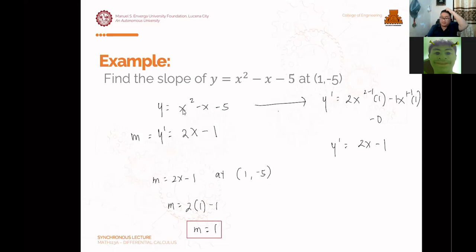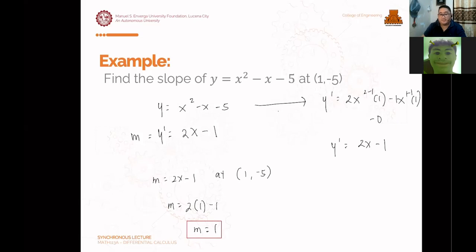So, kailangan marunong ka mag-graph ng function mo muna, no? So, y is equals to x squared minus x minus 5. Kailangan makita mo muna siya as a graph. Okay? Marunong ba kayo mag-plot ng parabola? If I may ask. Sir. Yes. Marunong sila mag-plot ng parabola.